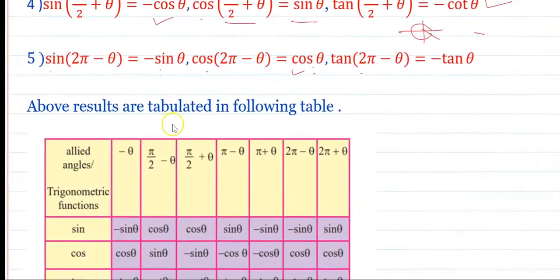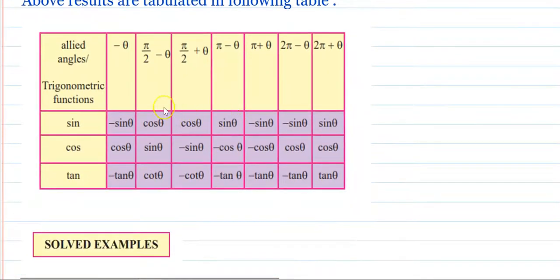Okay, and see this table. That is, above results are tabulated in the following table. आणि ते कसं वाचणार? Now see this. These are the allied angles: minus theta, pi by 2 minus theta, pi by 2 plus theta, pi minus theta, pi plus theta, 2 pi minus theta and 2 pi plus theta. कसं वाचणार ते? Now first, sin of minus theta. Sin reflects the negative sign. Sin of minus theta is minus sin theta. मी सुरुवातीचं पहिलं तुम्हाला दाखवेन. Sin of minus theta, and what is the answer here? Sin of minus theta is minus sin theta. It means that sin reflects the negative sign.